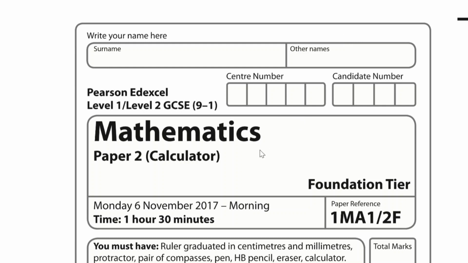This is the Edexcel GCSE 9-1 Maths Foundation Paper 2 from the November 2017 series.